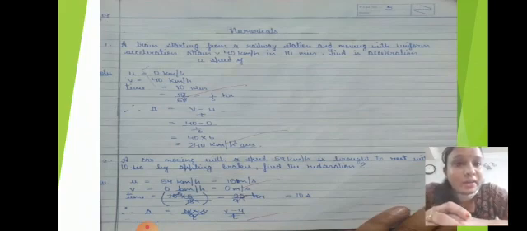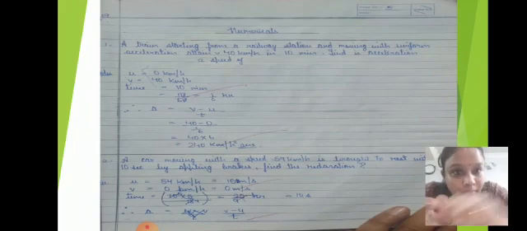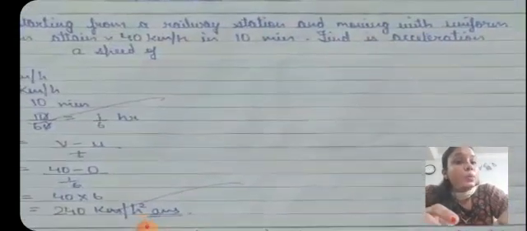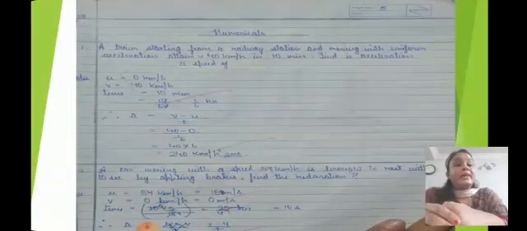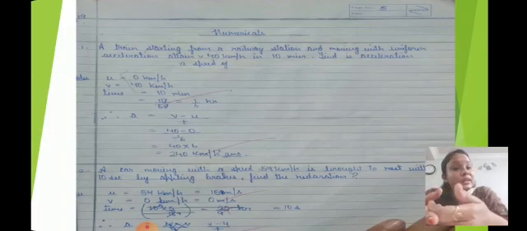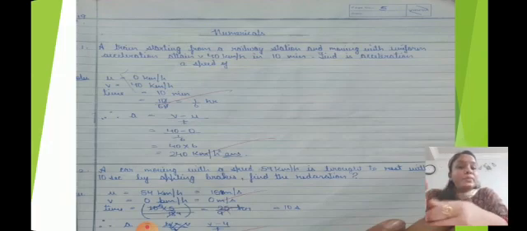A train starting from a railway station and moving with uniform acceleration attains a speed of 40 km per hour in 10 minutes. Find its acceleration. Already I have explained about acceleration: the rate of change of velocity with respect to the time is known as acceleration. Initial velocity is given here 0 because the train starts at rest. So initial velocity we will take 0 and the final velocity is 40 km per hour and time is given here 10 minutes. So we will change the 10 minutes into hours.